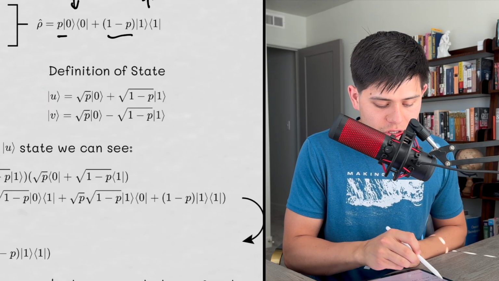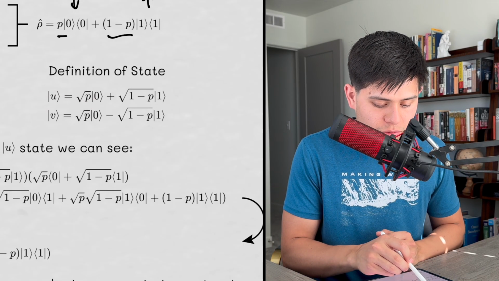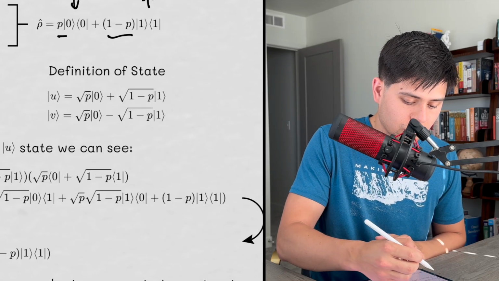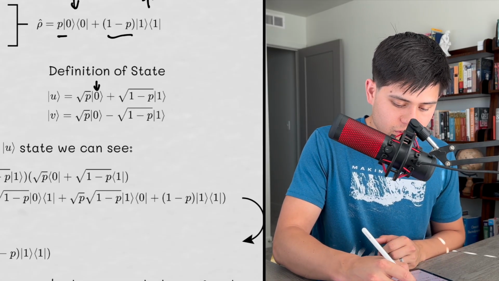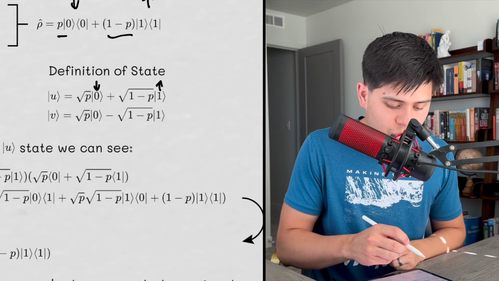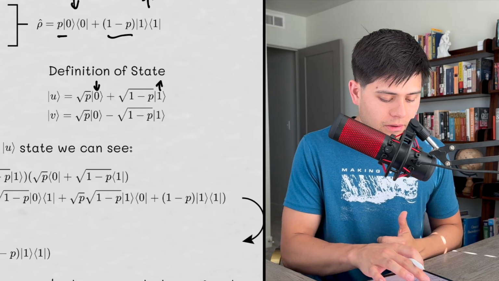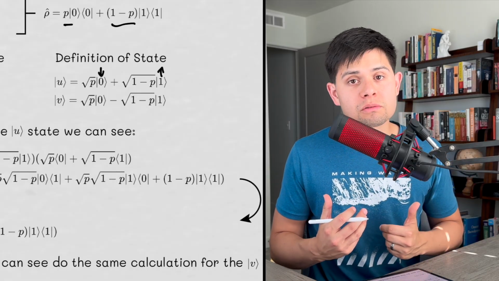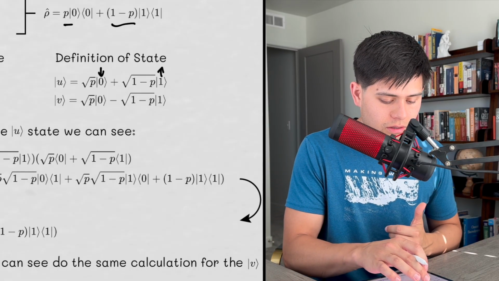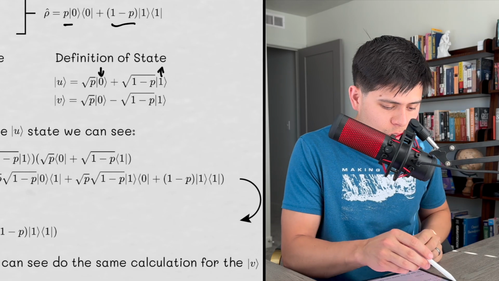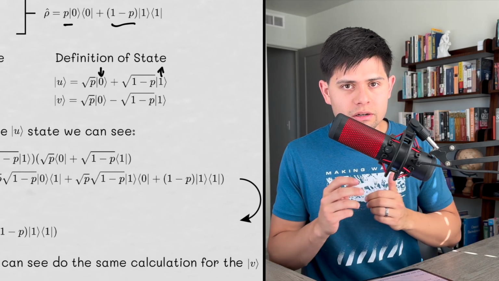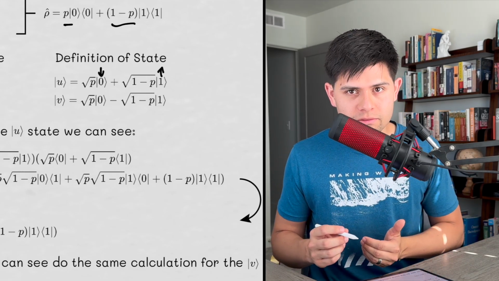So we're going to define U as being a superposition of up and down. This is our down state, and this is our up state, and we have the square root of P and the square root of 1 minus P in front of these. For V, it's just going to be the difference between the two. So these are superposition states. They're not up and they're not down states. They're a combination of the two.